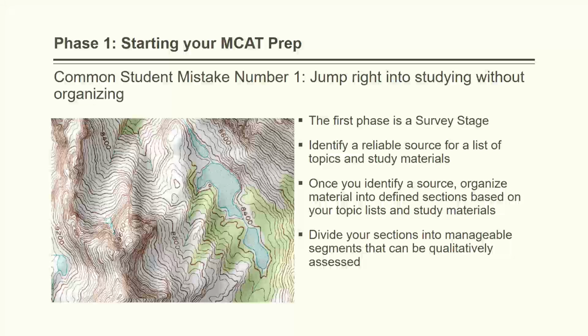Now phase one, like I said, is an identification and survey phase. And we're going to use this phase to address the common mistake number one that students make, and that is to jump right into studying without organizing what you're studying. So you know that you have to take this test, you know there's a lot of information on it, so you just start studying, but you don't have any type of direction to your studying.